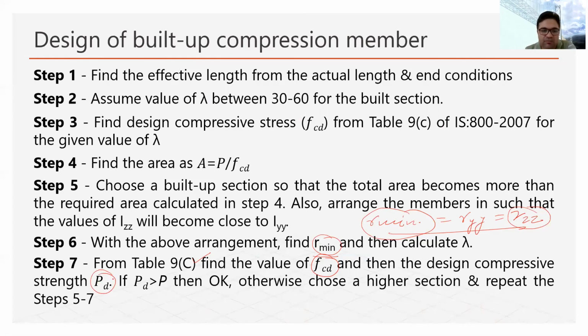If the value of PD is greater than the required factored load which the column is to carry, then we can say that the section we have chosen from step 5 is okay. Otherwise, we will choose a higher section having more area, and then repeat steps 5, 6, 7 until we have the condition that PD is greater than P. These are the steps we have discussed earlier in the previous lecture also. These are similar steps.